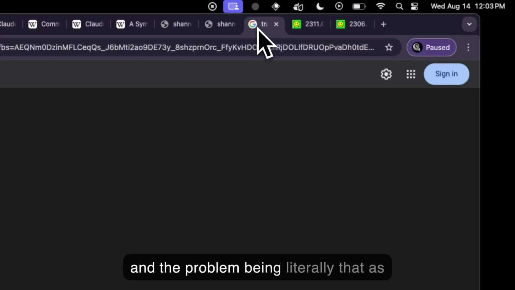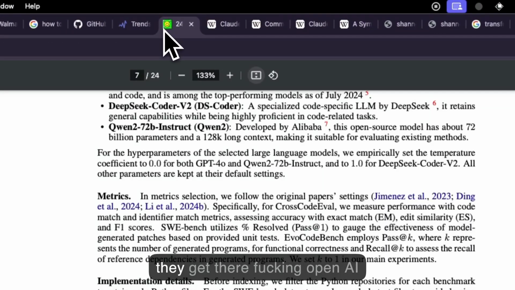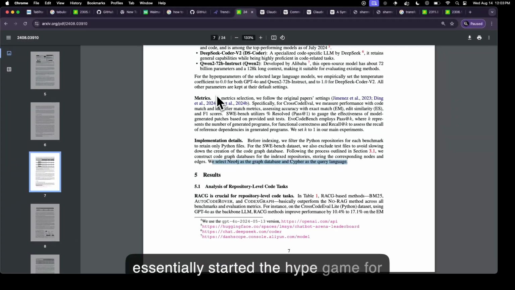And the problem being literally that as they get there, OpenAI essentially started the hype game for shit LLMs that don't scale because they're pre-trained and don't have any attached systems for post-information gathering and integration and working with them. So you don't need to keep training new transformers. Now they're just trying to get funding. Well, their system's out to patent.